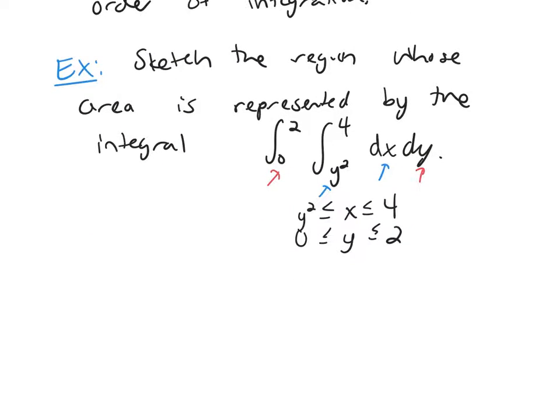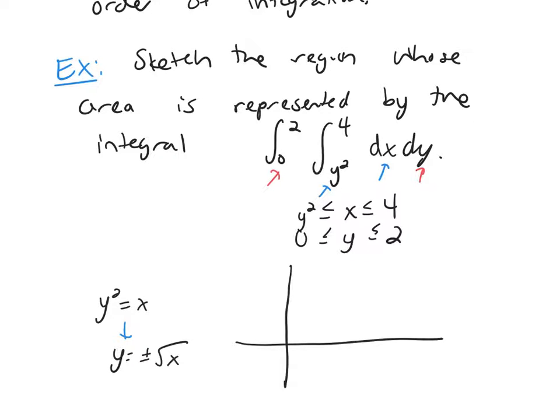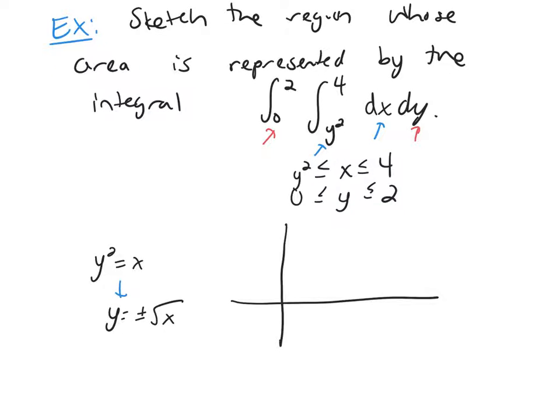So I'm going to look at y squared equals x. And y is positive. So if you solve for y, you would get y equals plus or minus the square root of x. But because y is positive, we're only going to take the top function, square root of x.